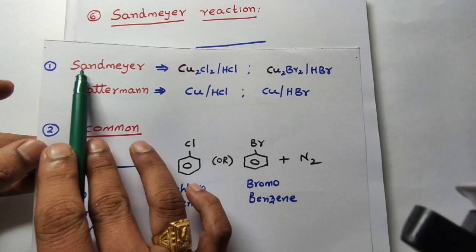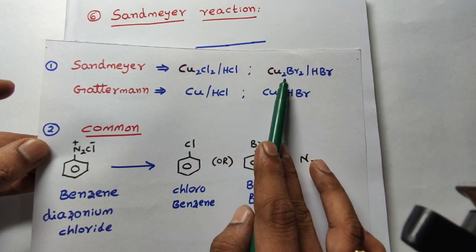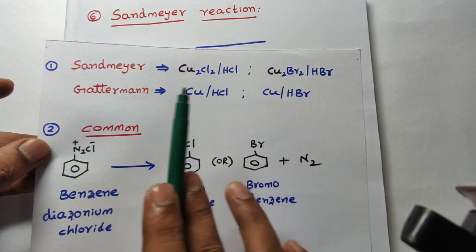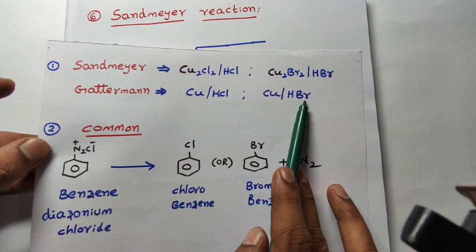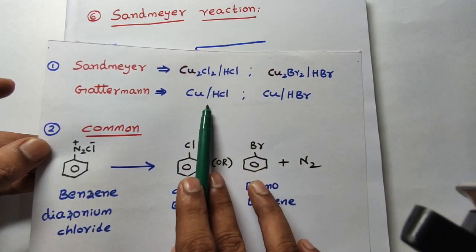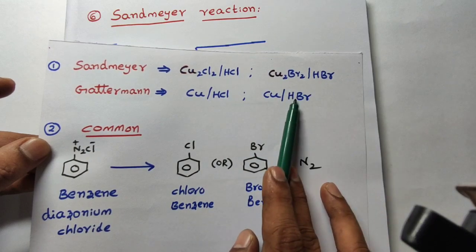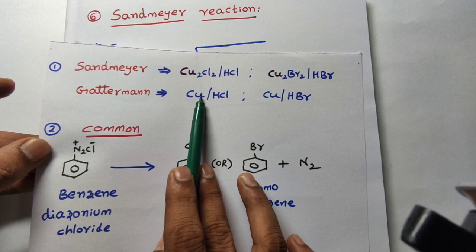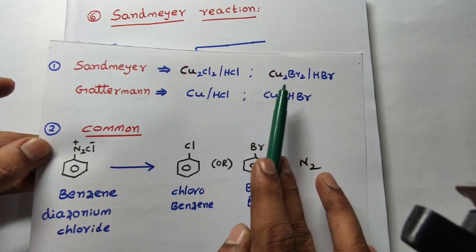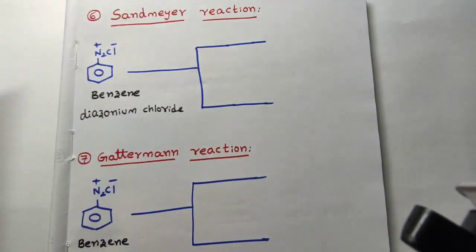And next, what is the reagent? In Sandmeyer reaction, we take cuprous chloride with HCl or cuprous bromide with HBr. In Gattermann reaction, copper powder with HCl, copper powder with HBr. The reagents you can also observe are almost similar. HCl is common, HBr is common. The only thing is cuprous chloride is replaced by copper powder here, and cuprous bromide is replaced by copper powder here. Got it, right? So let us start the reactions.